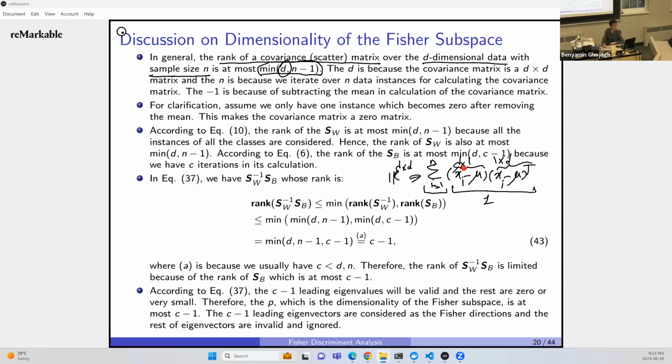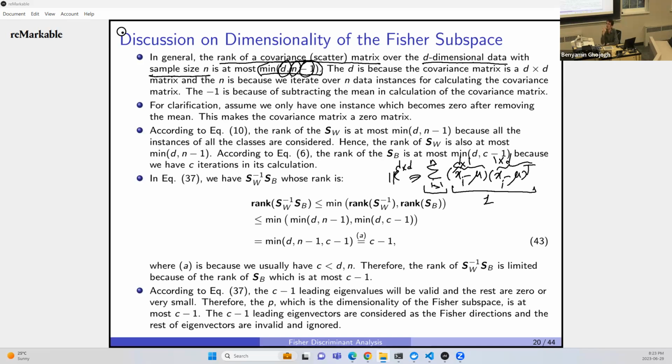Because it's a vector times another vector. D by 1 times 1 by d, its rank is at most 1. So I'm summing n matrices, each of which is of rank 1. Therefore, the summation, its rank is at most n, right? So this n comes because of that. However, where did this minus 1 come from?